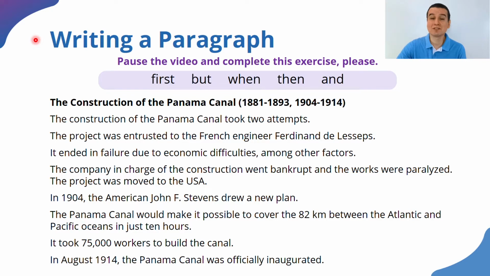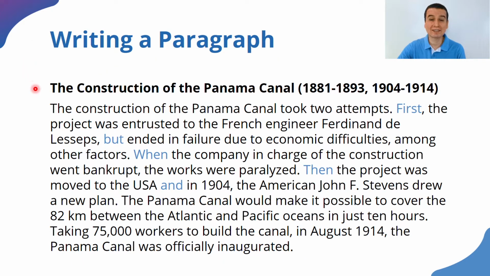And here I have a possible way of connecting all those sentences in that order so that we can have a paragraph. All right, let's read this sample answer together. The title is The Construction of the Panama Canal, 1881 to 1893, and then 1904 to 1914. So this implies that the construction of the Panama Canal took place in two periods of time. This is a possible resulting paragraph.